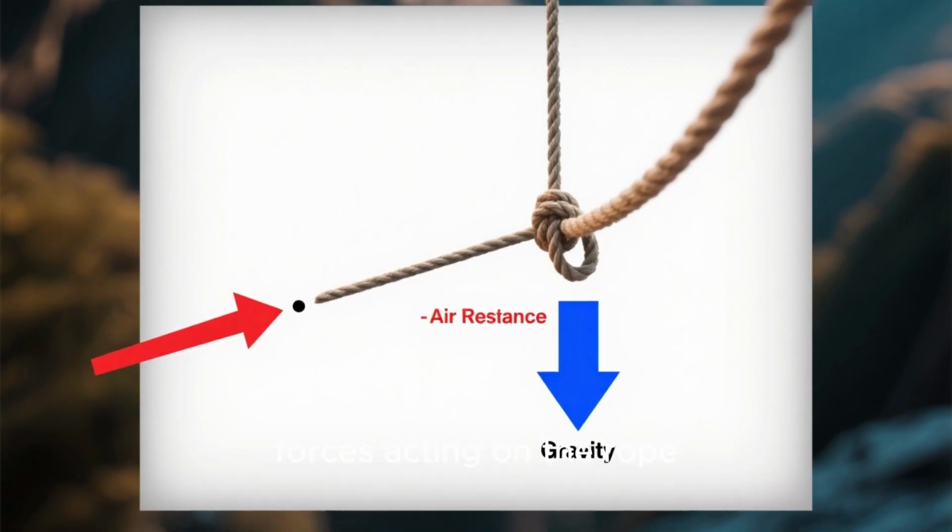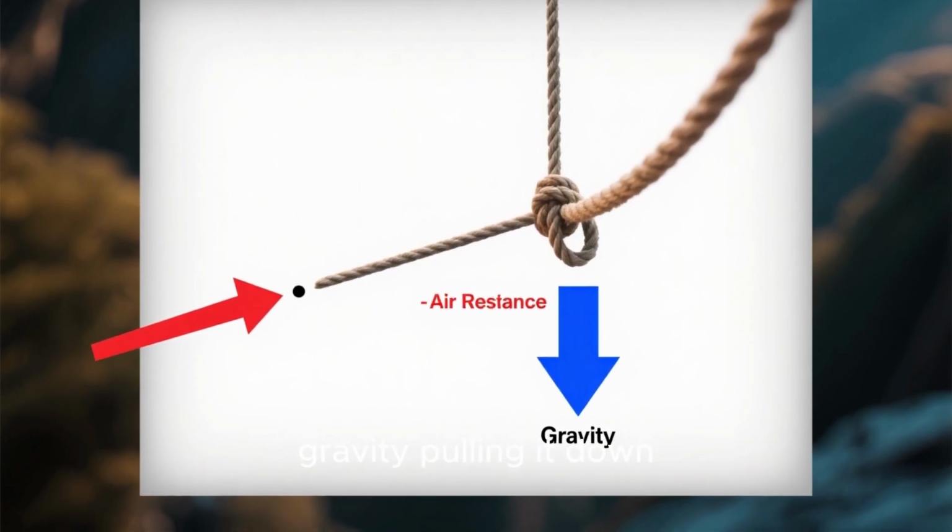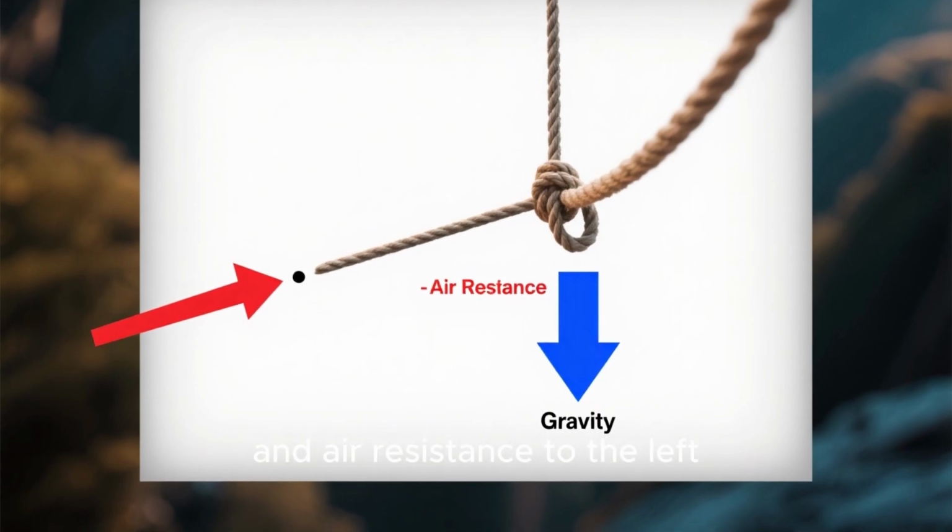There are two external forces acting on the rope: gravity pulling it down and air resistance to the left.